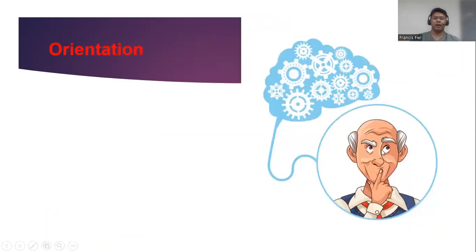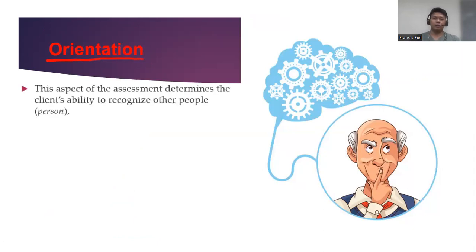All right? Now, let's proceed to orientation. When you say orientation, what do you mean by orientation? So ibig sabihin oriented ba yung patient? Alam ba niya ang mga bagay-bagay sa paligid niya? That's orientation, di ba? So how do we assess this? Now, this aspect of assessment determines the client ability to recognize other people. So una, kilala ba niya yung ibang tao? So paano mo ito i-assess sa patient?